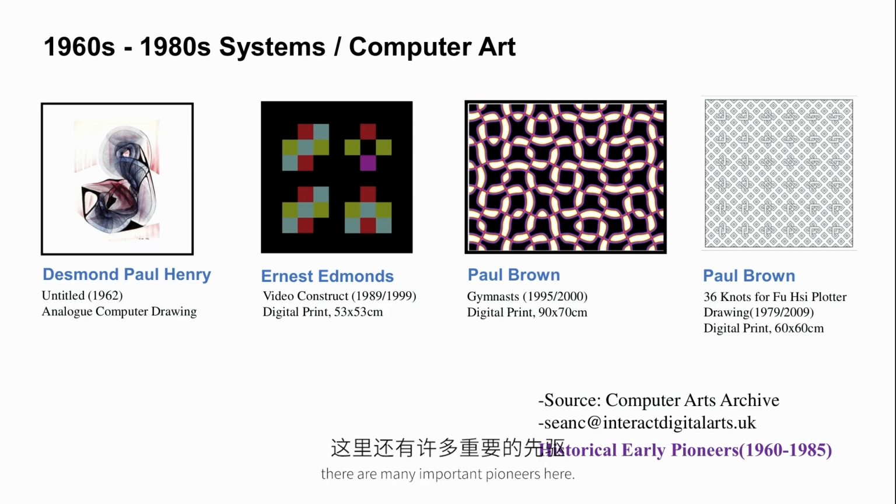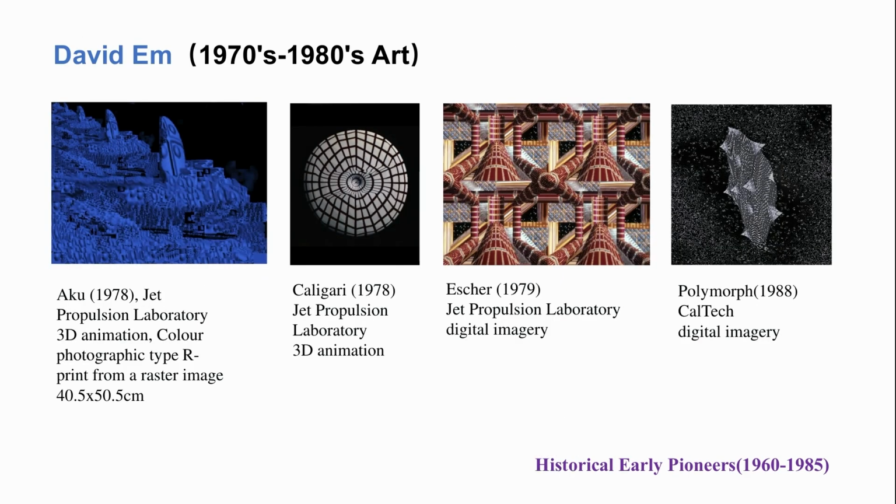There are many important pioneers. Here you have some other important names, and notice that Ernest Edmonds and Paul Brown are still active today, very much active, in fact. And I invite you to visit their websites. Just Google their names or search for their names, and you'll see all kinds of wonderful explorations. And some of them will be in the exhibition.